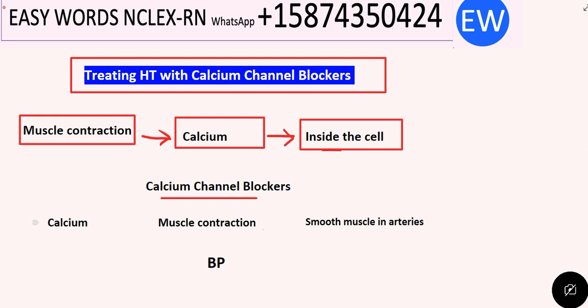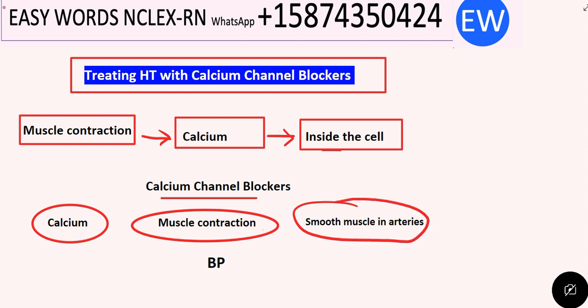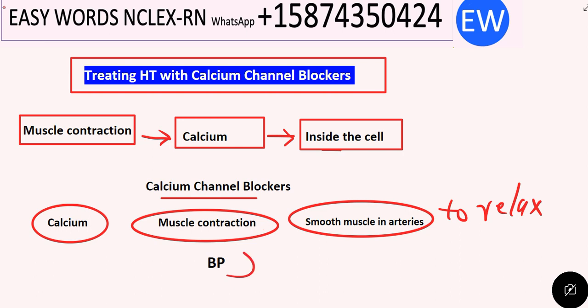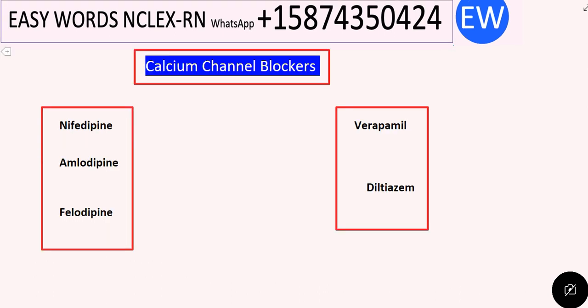Calcium channel blockers stop the calcium from entering into the cell, and that reduces the muscle contraction, which causes the smooth muscles in the arteries to relax and reduces the blood pressure. So this is how the calcium channel blockers help us to reduce the blood pressure.